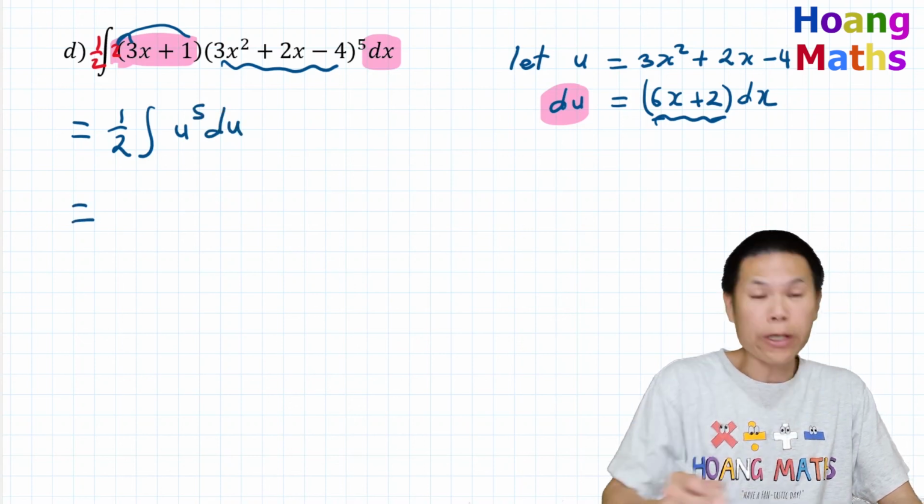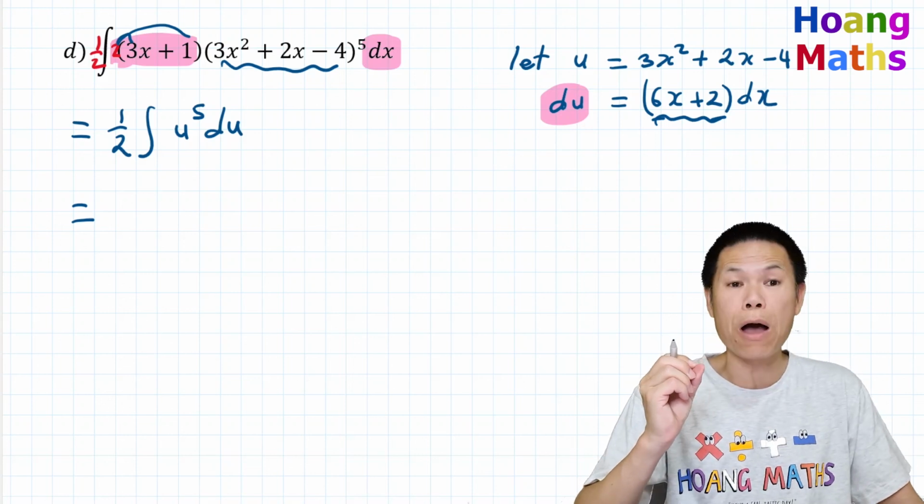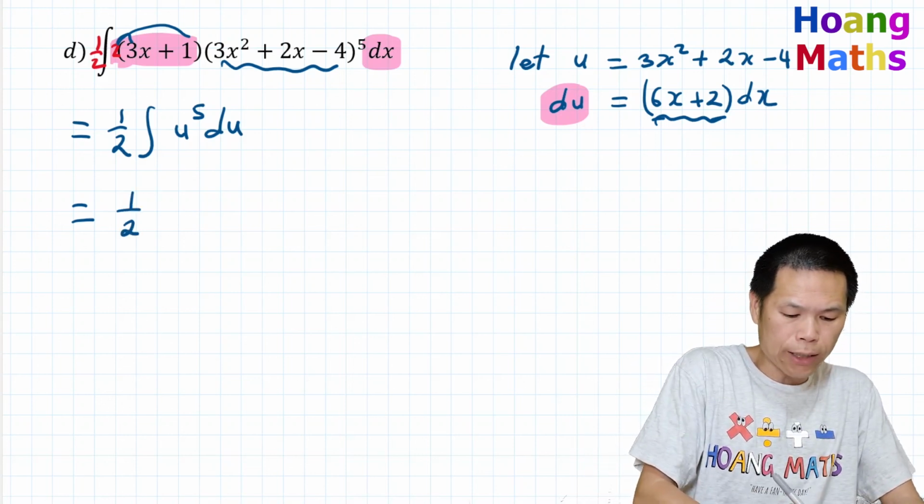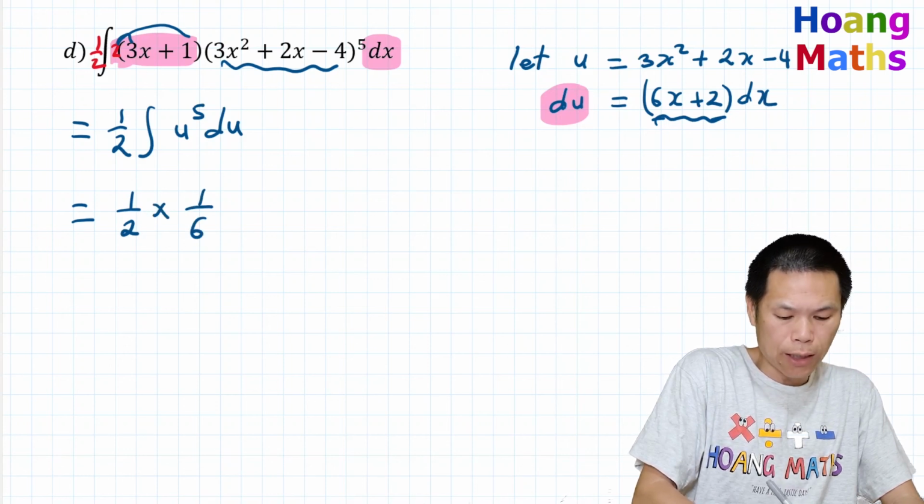Now what I do now is I just integrate u to the power 5. So we plus 1 becomes 6. So half, we write it down. We multiply by u to the power of 6. So we multiply by 1 over 6, u to the power of 6. And we add a constant.